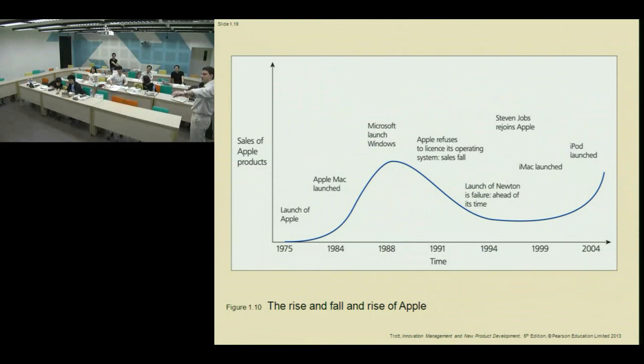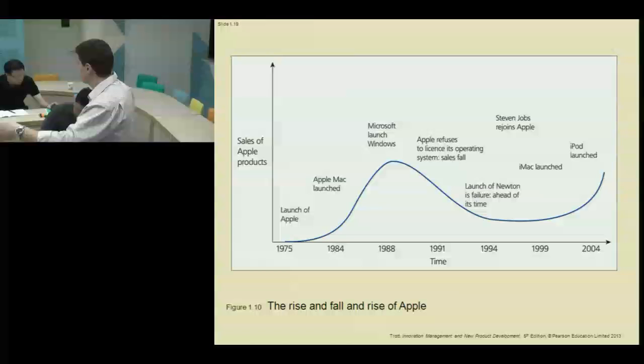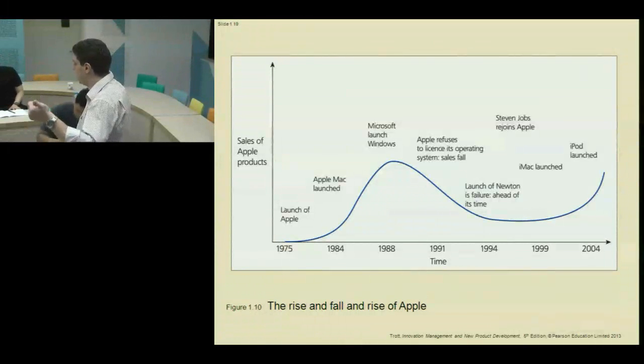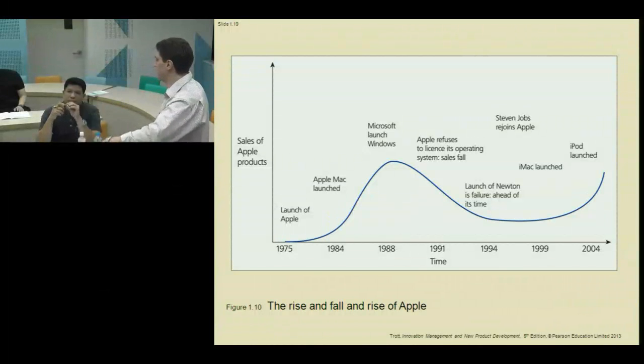You can see here the rise and fall, and again rise and fall. As an example, Apple started in 1975. They launched Mac. Then Microsoft asked to license the operating system. Sales fall. They develop something new, which failed. Then Jobs rejoins Apple in the mid-90s. They launch iMac. And then in 2001, I think, or 2002, they launch iPod, and then iPhone, iPad, and iCloud.